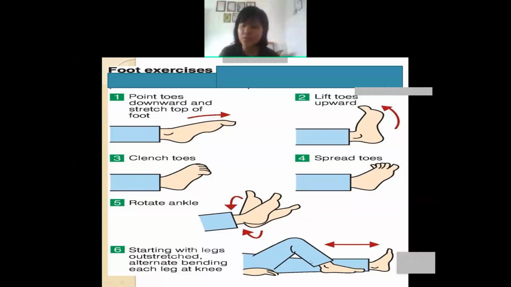Why should they perform all these exercises? So that the blood circulation will be rich. Yeah? The blood circulation will be regular. That's why the DVT patients should perform this kind of exercise. Okay, is it clear?